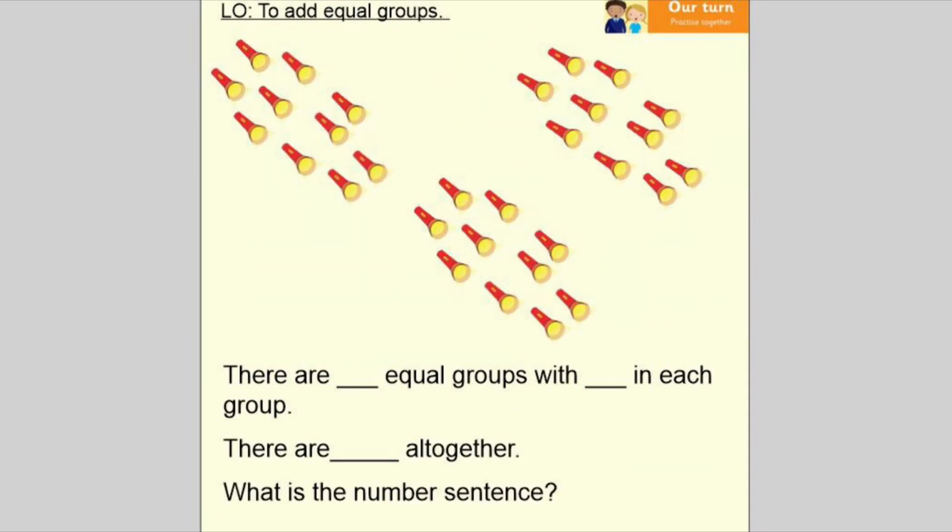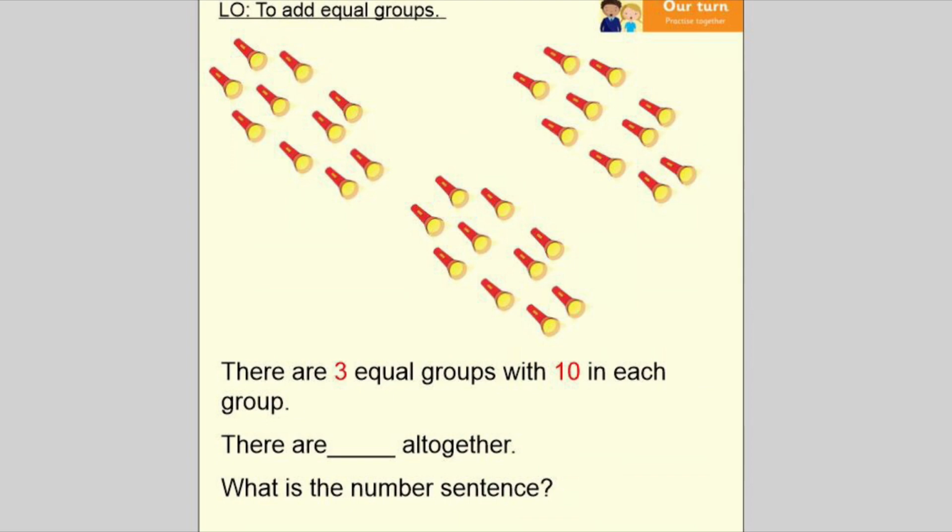Now we've got some torches for Tom's big adventure to the North Pole. So firstly, we need to count the number of groups. 1, 2, 3. And let's see how many are in each group. Let's count them together. So the first group, 1, 2, 3, 4, 5, 6, 7, 8, 9, 10. And the other two have the same amount as well. So let's fill that in. There are 3 equal groups with 10 in each group.